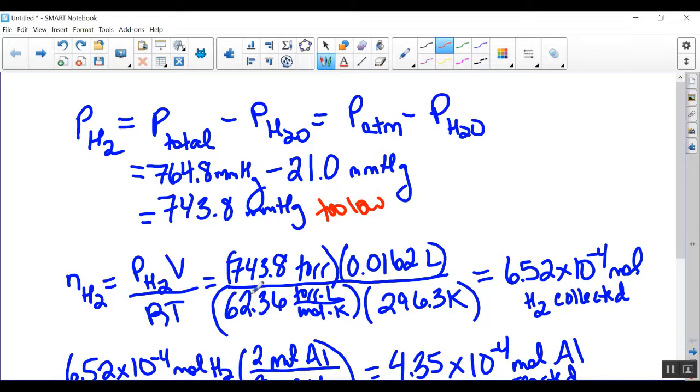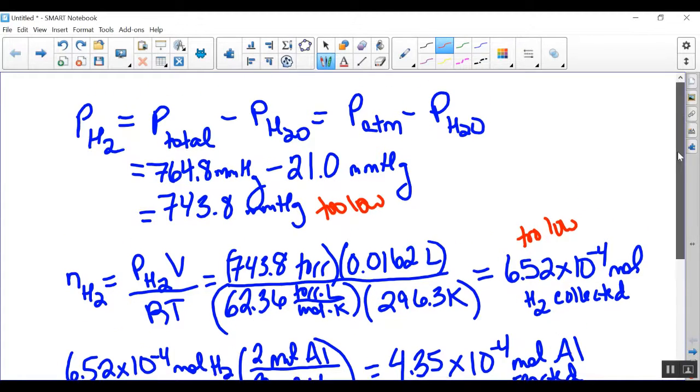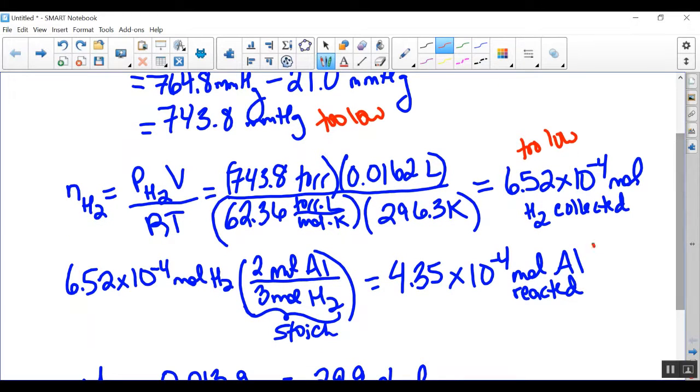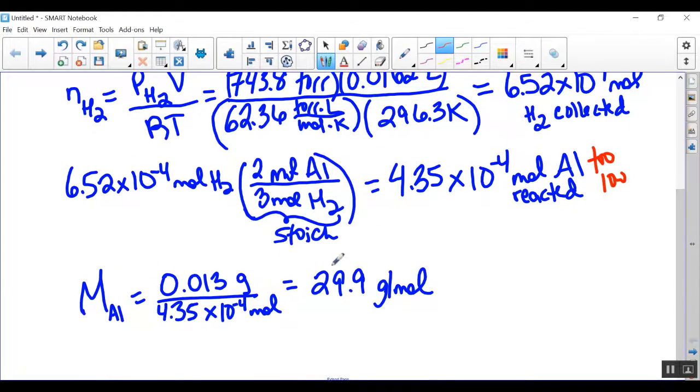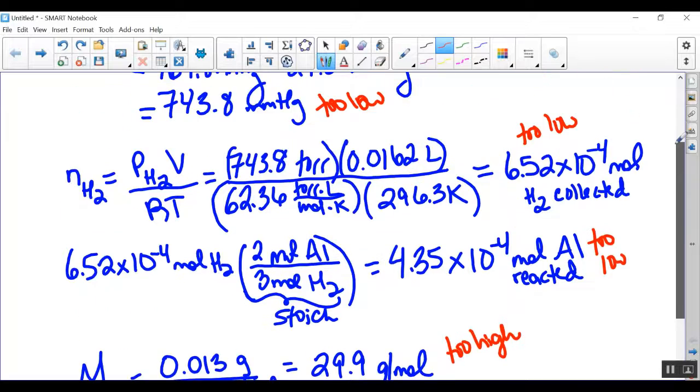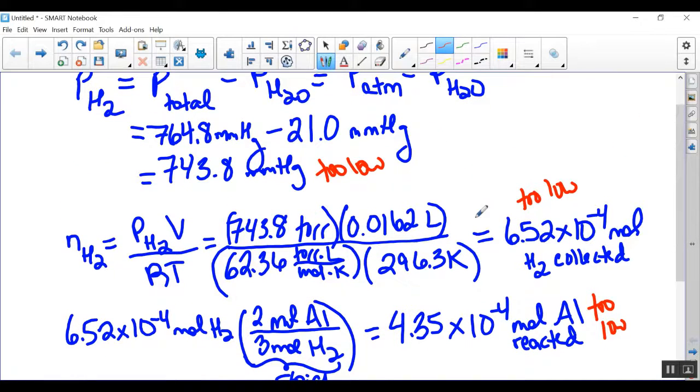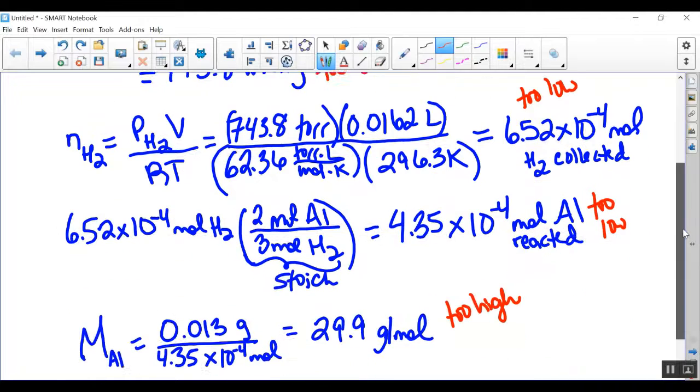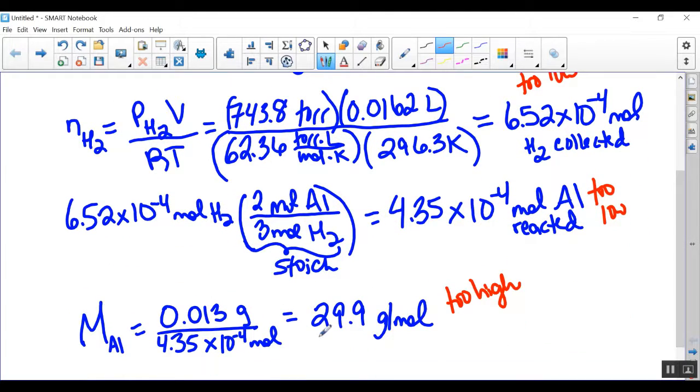So if I look at my calculation, this number is too low. In fact, it would be higher because my pressure is in the numerator. If I track through to my moles of Al, then this number would be too low. And since this is in the denominator, if this is too low, then this number is too high. That could be a valid source of error. Had I plugged in a higher pressure, which would create higher moles, and then that would go into my denominator, I would have gotten a lower molar mass closer to my expected. So that's a valid source of error. My calculated is too high.